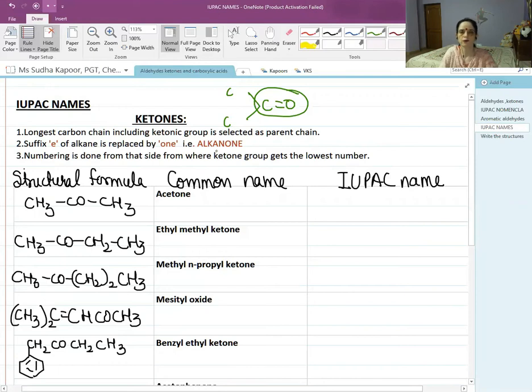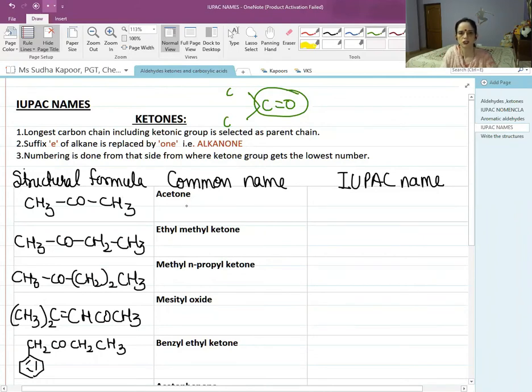We have to specify the position of the -one also, because in this case the -one is in between the two carbons, so the lowest number is given to the -one position. Now the numbering is done from that side where the ketone group gets the lowest number. So the lowest locant rule has to be followed every time, even when we are talking about aldehydes or ketones. So let's do some examples of it.